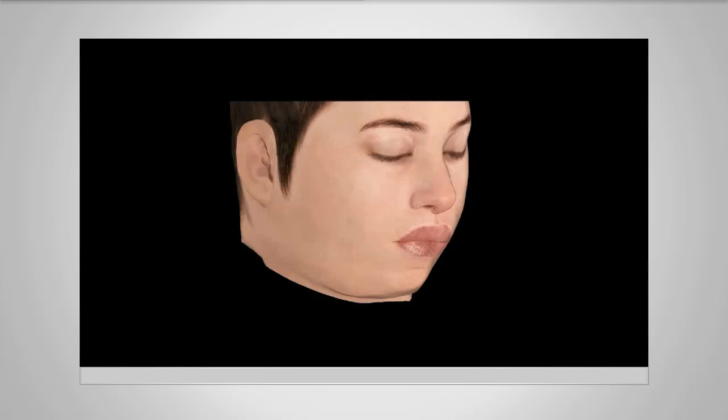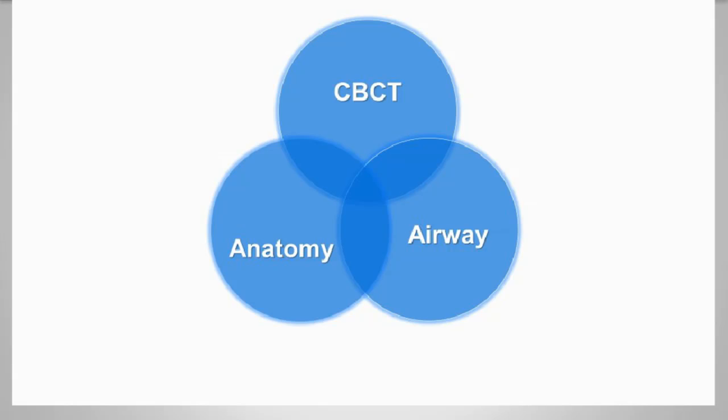So this conversation today is really going to be about three things: cone beam CT, anatomy, and airway. And it's really hard to separate the three. You almost have to almost consider these synonyms of each other.